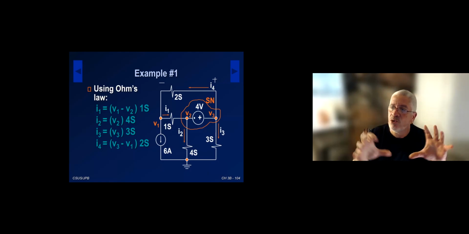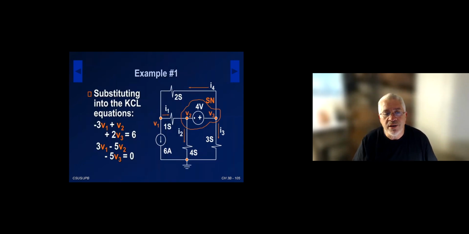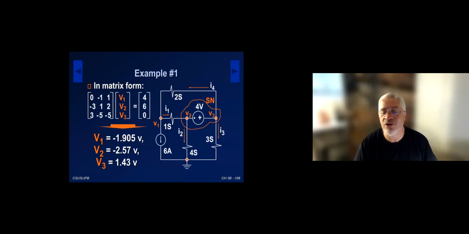So we take these 4 Ohm's law equations, we put them into the 2 KCL equations, and we collect terms, because we have another equation, which is V3 minus V2 equals 4 volts. So that gives us 3 equations with 3 unknowns that we can solve for V1, V2, and V3. Okay, so this is our first example.